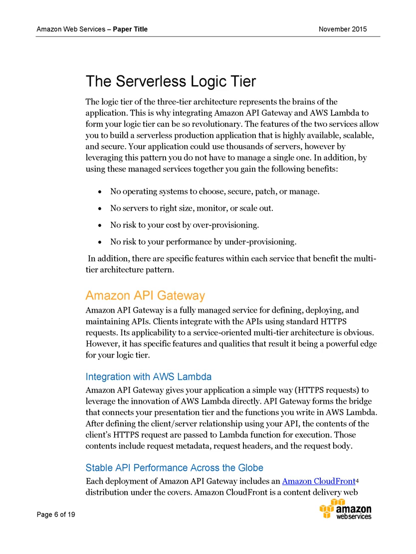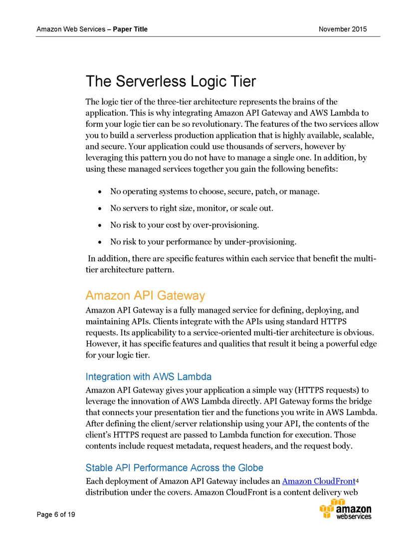Integration with AWS Lambda. Amazon API Gateway gives your application a simple way, HTTPS requests, to leverage the innovation of AWS Lambda directly. API Gateway forms the bridge that connects your presentation tier and the functions you write in AWS Lambda. After defining the client/server relationship using your API, the contents of the client's HTTPS request are passed to a Lambda function for execution. Those contents include request metadata, request headers, and the request body.